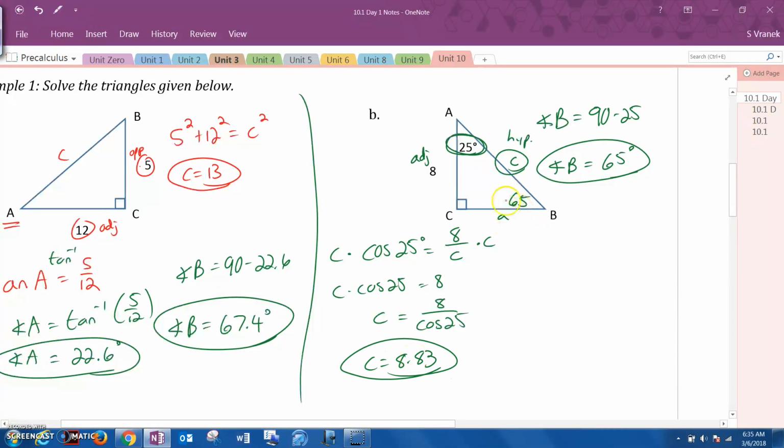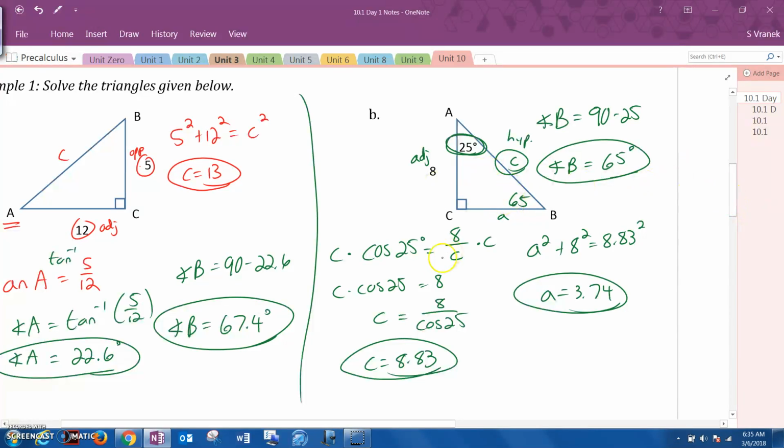Now to find a, you can use trig, or you can use the Pythagorean theorem now. A squared plus 8 squared equals 8.83 squared. So you can do that. Depending on what you use, it might not be as accurate. Like if I'm just using the decimal right now, I would get that A is equal to 3.74 approximately. And again, if you're off by like a hundredth or something, it's not a big deal.